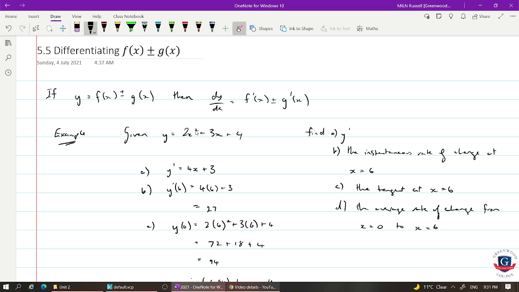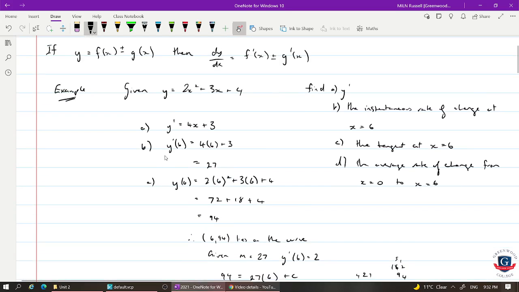Times the index by the coefficient gives us 4x, reduce the index by 1. That's this part here. That becomes 3. That becomes 0. The first derivative is 4x plus 3. Easy enough. Then to find the first derivative at x equals 6, or y prime 6, substitute 6 in where x is. 4 times 6 is 24, plus 3 is 27. So that's this question solved.